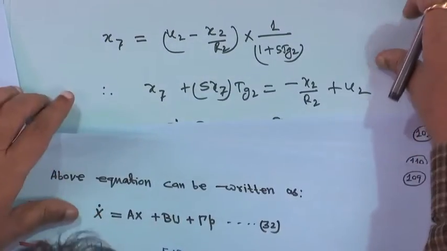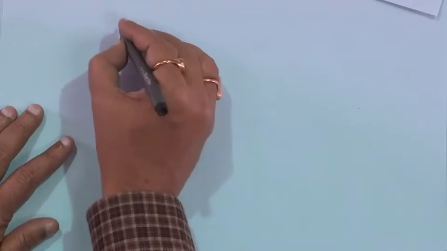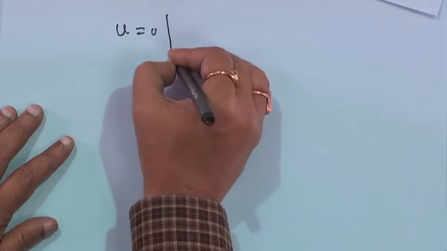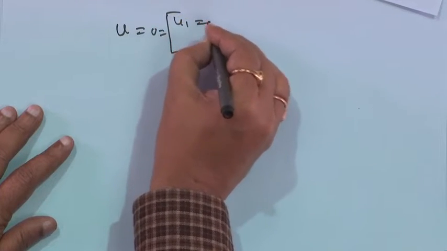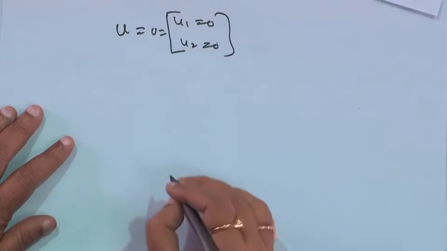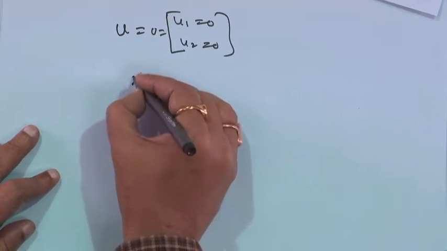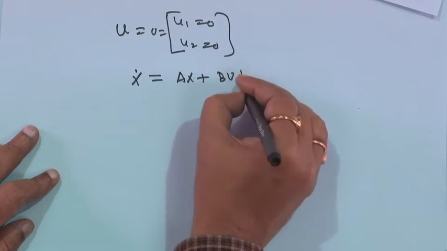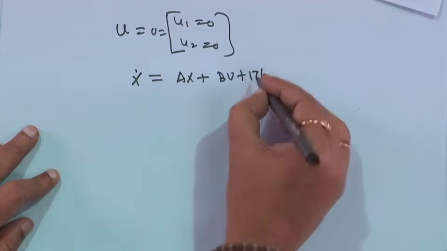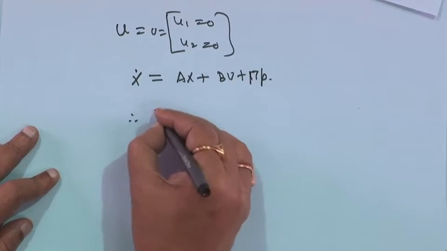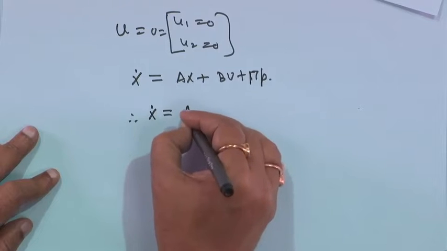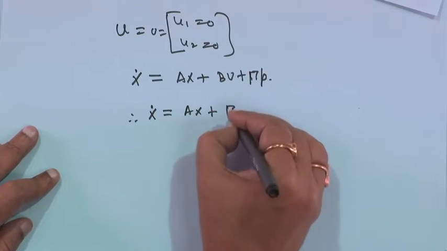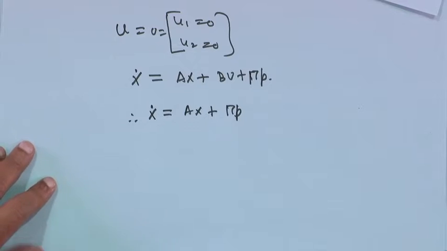Suppose we want this equation x dot is equal to Ax plus Bu plus gamma p, and suppose it is uncontrolled, that is u is 0, meaning u1 is equal to 0 and u2 is equal to 0. It is the uncontrolled mode. Therefore, as u is 0, this equation can be written as x dot is equal to Ax plus gamma p, the uncontrolled mode when u is equal to 0.